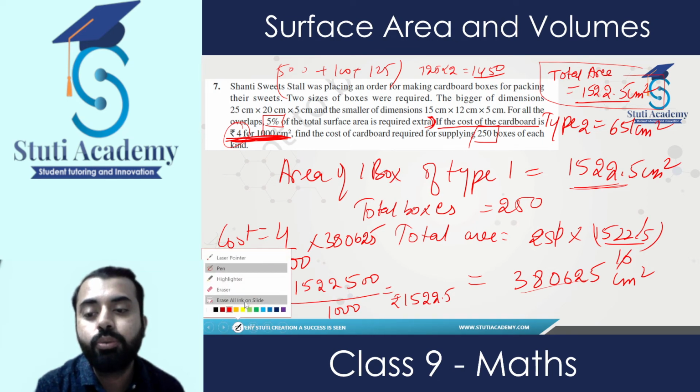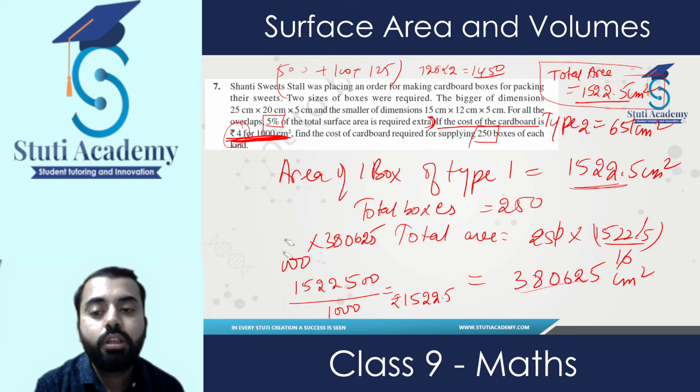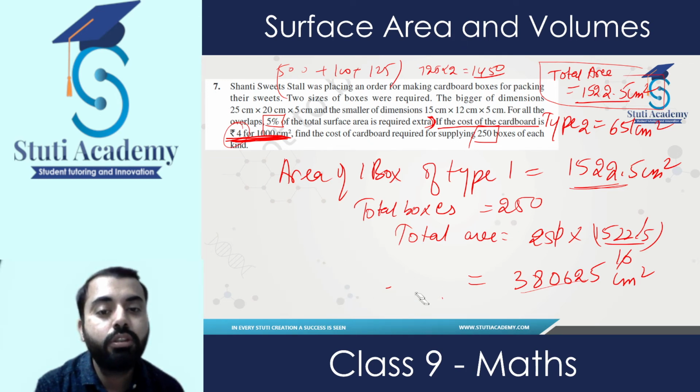Let's say type 2. Now for the case of type 2, I knew its area was what? Area of one box of type 2.